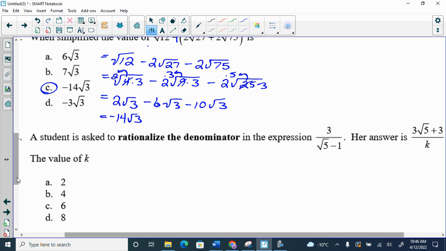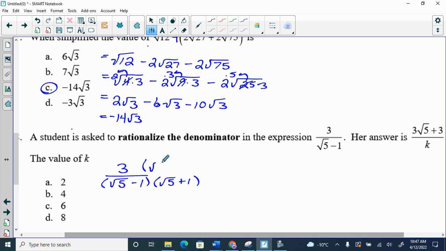Here it says the student is asked to rationalize the denominator in this expression. So we have 3 over root 5 minus 1. Remember I told you when it's a monomial, you just multiply by what the radical is, correct? But if it's a binomial, you multiply by the conjugate. So the exact same with opposite sign. So root 5 minus 1, root 5 plus 1 is what we're going to multiply by.